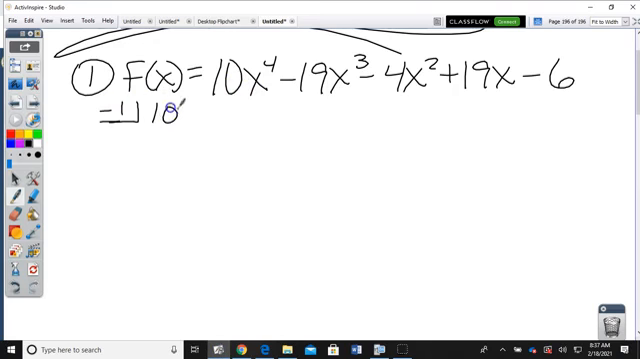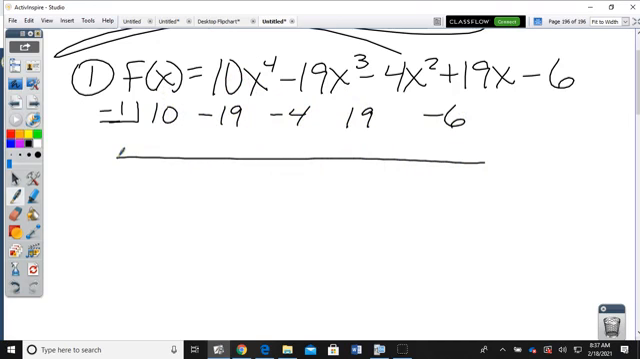Bring down my coefficients. That would be 10, -19, -4, 19, and -6. And remember, if you skip a term, if you skip an x to some power, if you skip a number, you have to put 0. So we didn't skip any here. It went 4, 3, 2, 1, 0. So no zeros. Bring our first 10 down.